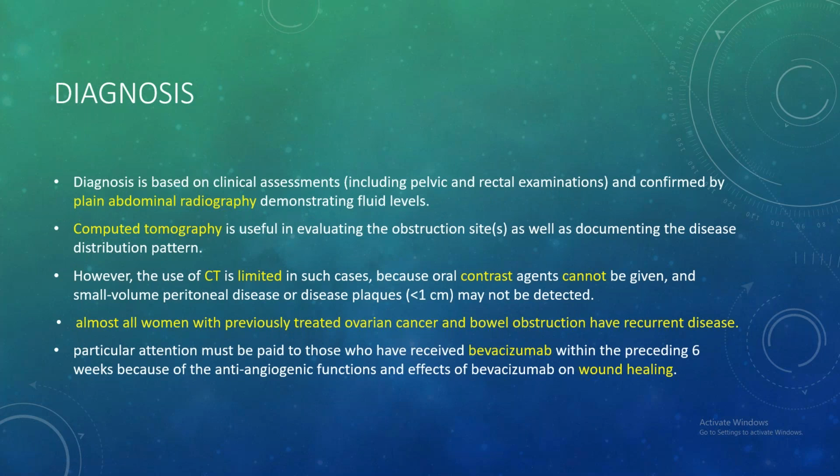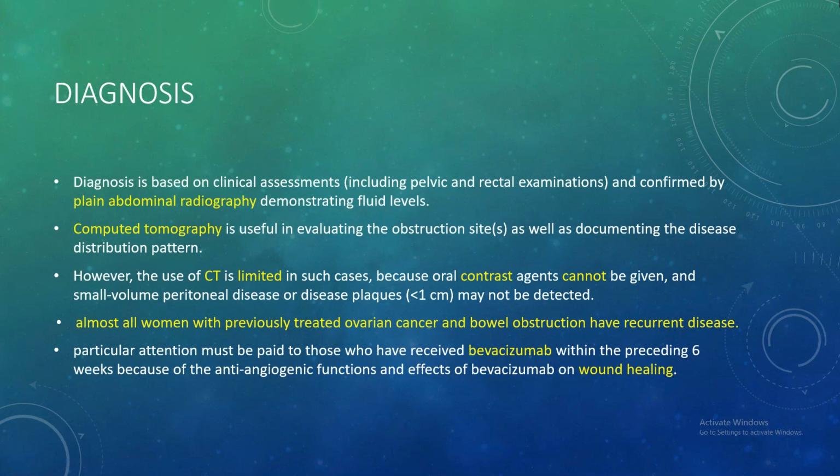So the diagnosis, apart from these clinical symptoms, is by plain abdominal X-ray, which will demonstrate air fluid levels. CT can be useful in evaluating the obstruction site and also documenting the disease pattern. But usually the CT use is limited because, because of the obstruction, oral contrast agent cannot be given. And also usually small disease, less than 1 centimeter, peritoneal disease or plaques, cannot be detected.